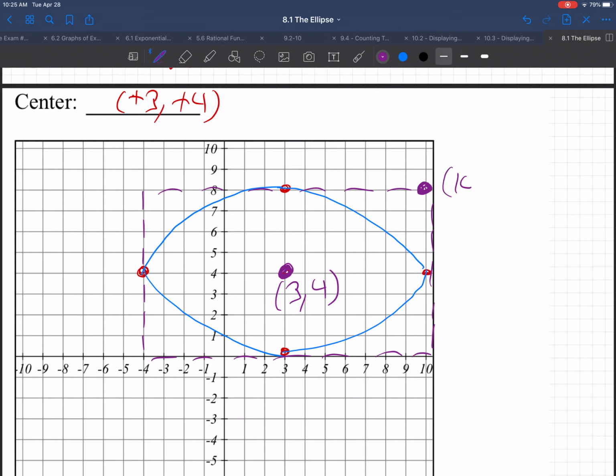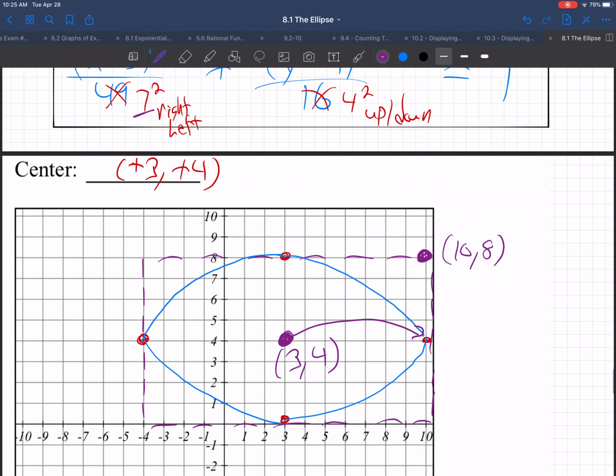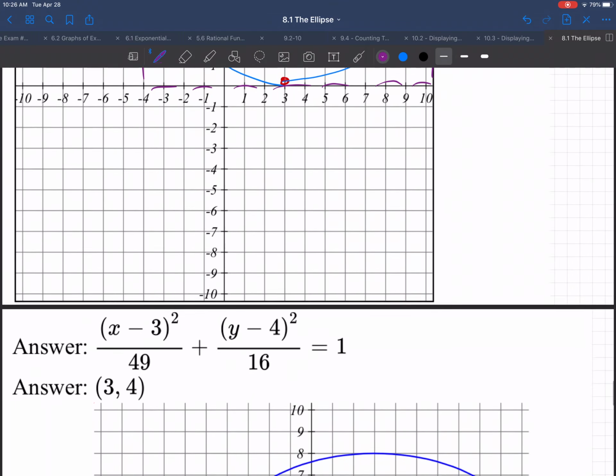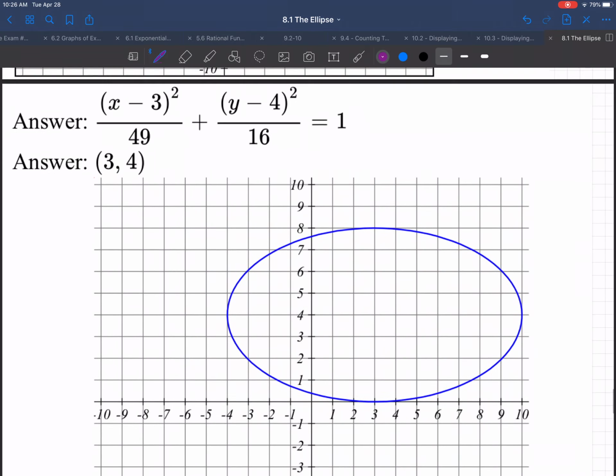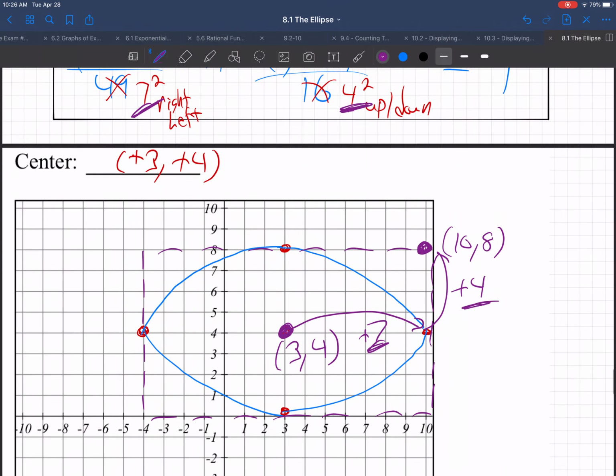In mine, this corner is over 10 up 8. Why? Because you go from the center and it goes to the right. How much to the right? 7. And it goes up. How much up? 4. Right? 7 right, up 4 from the center, because that's what's underneath x and y. And you find the edge, the corner of the dotted box, the border that holds the ellipse inside of it. So there's the answer, and there's the way it looks more beautifully done. There it exactly is. And so there we go.